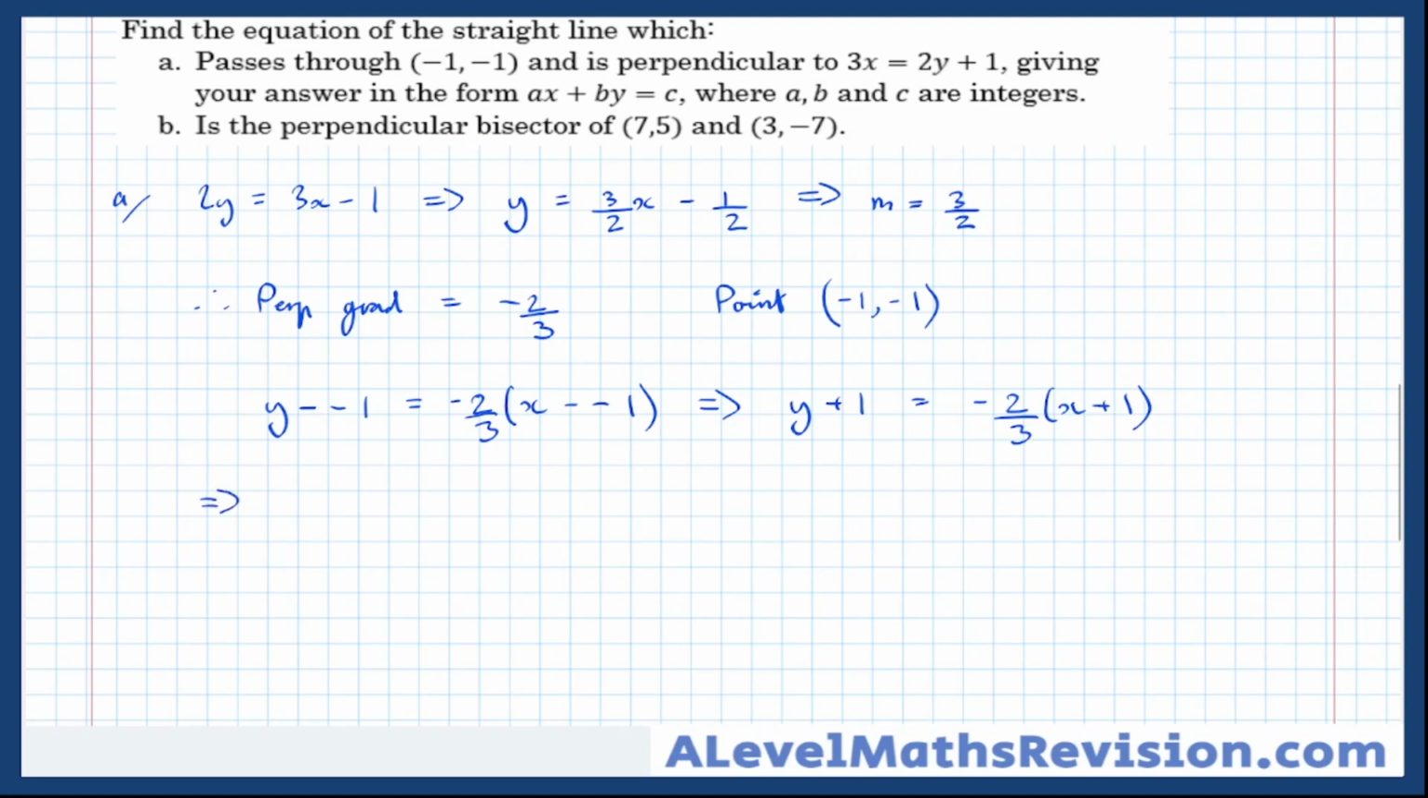Well, if we keep on going, we can get the integers straight away by simply multiplying both sides by 3. That makes everything now an integer. So 3y plus 3 equals minus 2 times (x plus 1), and that means that we've got 3y plus 3 equaling minus 2x minus 2, which means that 2x plus 3y plus 5 equals 0. And there we have it, the equation.